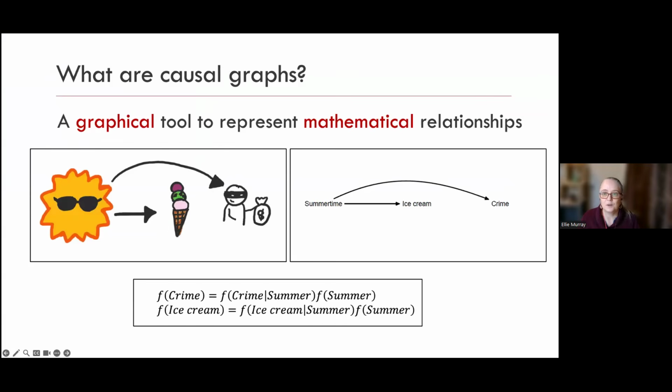Just so we're all on the same page, when we're talking about causal graphs, I'm really just talking about this graphical tool that represents mathematical relationships between variables or factors in the world. Since it's a graphical tool, we can draw them as fun cartoons, we can draw them with words, but either way, the rules that these graphs follow tell us about what we believe to be the underlying mathematical relationships.